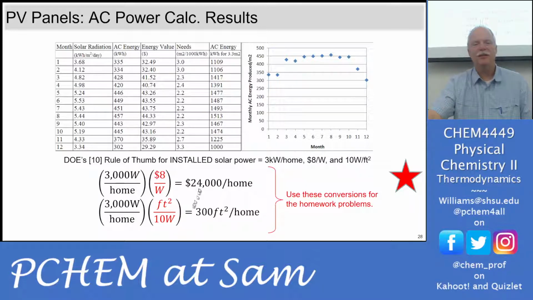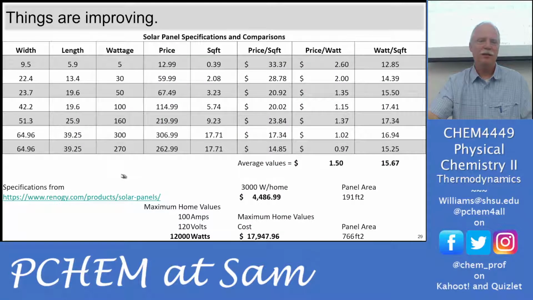And these are the conversions that I said to use for calculating the cost of solar energy. So $8 a watt and 10 watts per square foot. Now, when I was showing this to Thomas, because we got into a discussion about this, he goes, "Oh, those numbers are terrible. We'll still use these for the homework, but things have improved a lot." So this is Thomas's research.